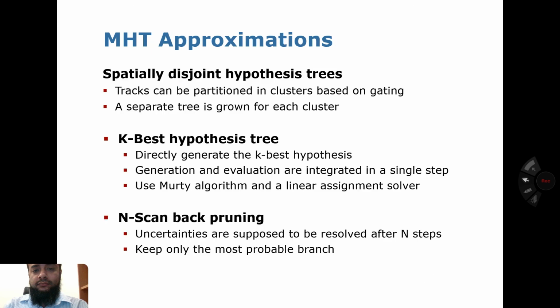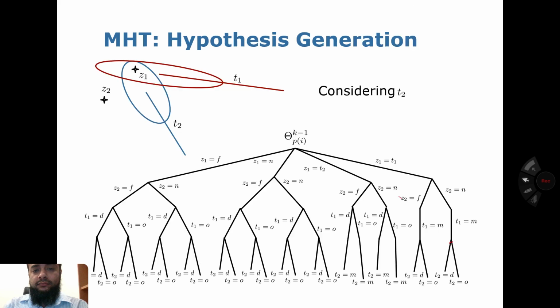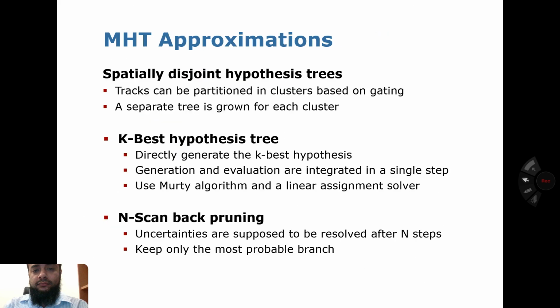So we need to approximate this hypothesis tree. Tracks can be partitioned into clusters, so that separate trees grow for each cluster. The K-best hypothesis tree directly generates the K-best hypotheses, meaning the best matches. Generation and evaluation are integrated in a single step. Use the Murty algorithm and a linear assignment solver.